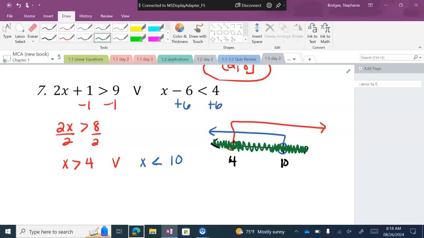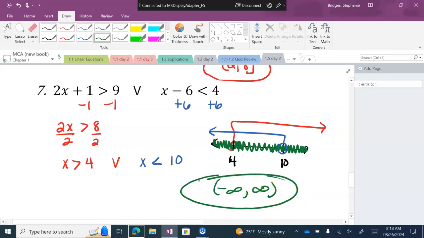But in interval notation, we're going to write it a little differently. How far am I shaded to the left? To negative infinity, and I go all the way to positive infinity. That's how you write all real numbers with interval notation. Negative infinity to positive infinity. Everybody okay with that one?